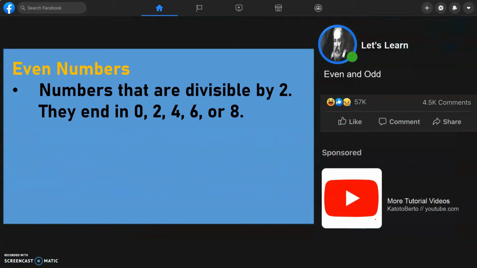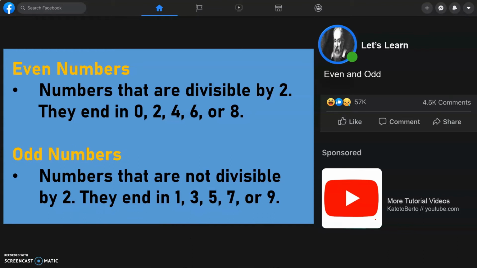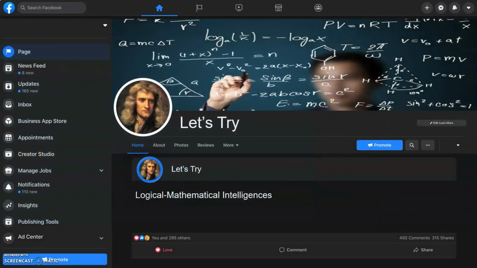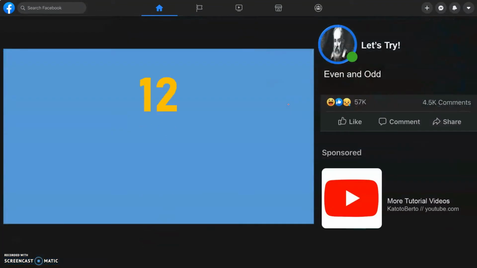Even numbers are divisible by 2. They end in 0, 2, 4, 6, or 8. While the odd numbers are the numbers that are not divisible by 2. Okay? So let's have our first example. 12. Do you think 12 is divisible by 2? Yes. So it means that it is an even number.